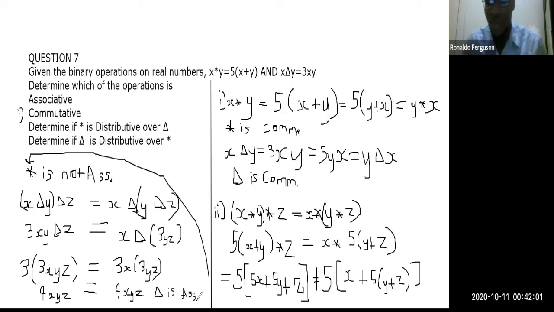So the next one we want to do, the final part of the question, is determine if star is distributive over delta, and determine if delta is distributive over star. So let's do that on a fresh sheet. Let's do that right here.